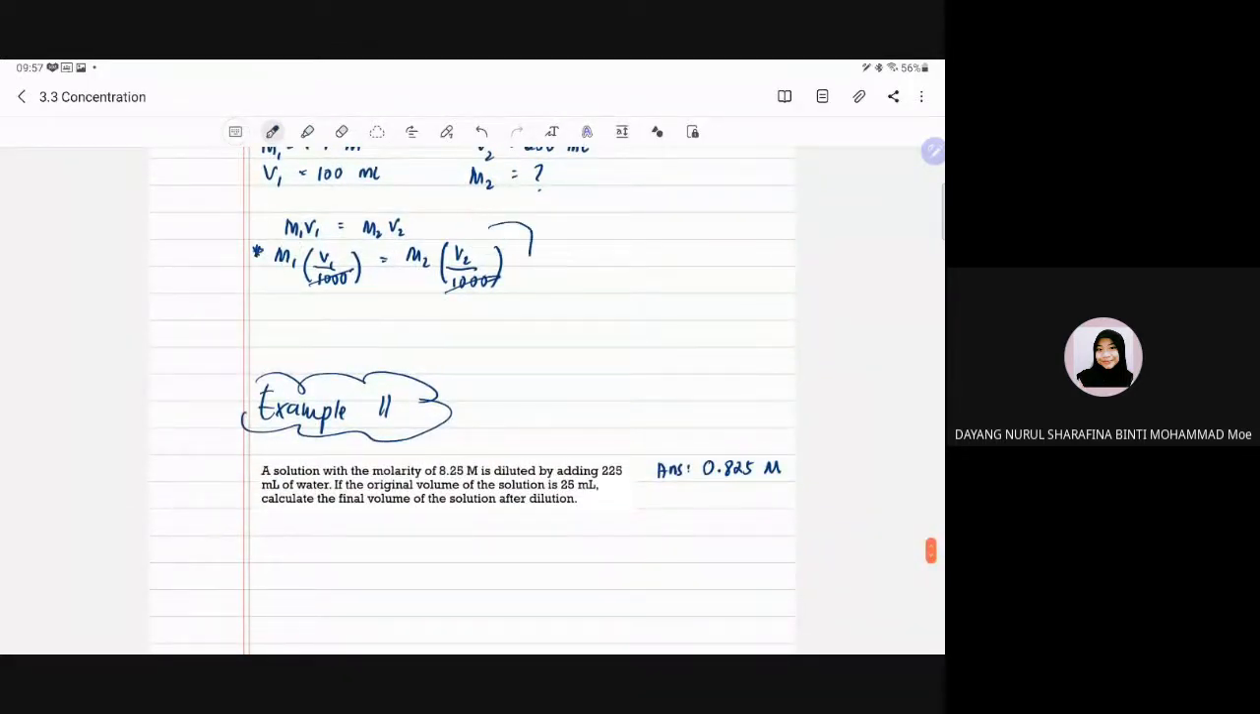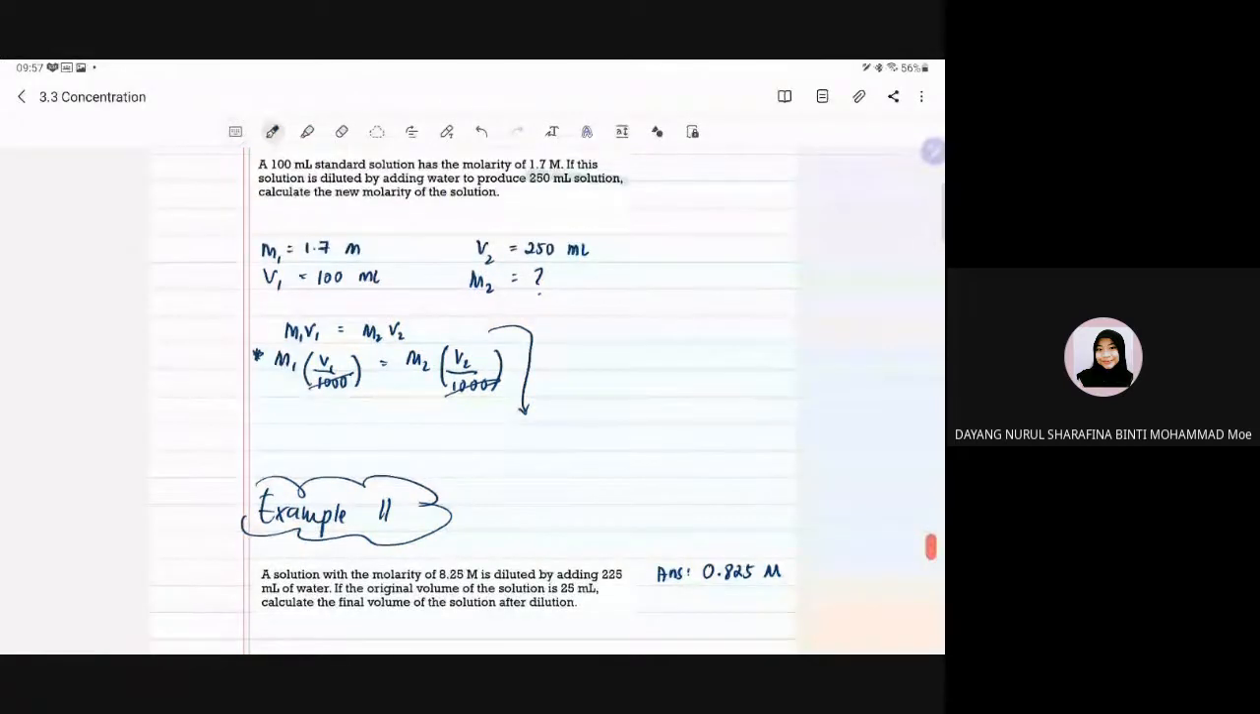So from here, we directly use M1V1. M1 is 1.7, V1 is 100. M2 we don't know, V2 is 250. So M2 will be 1.7 times 100 divided by 250. So 1.7 times 100 divided by 250, and we should get 0.68 molar. Easy.